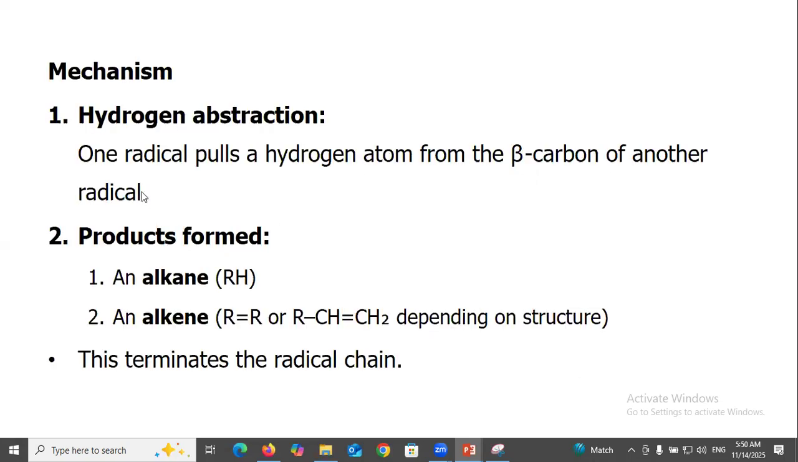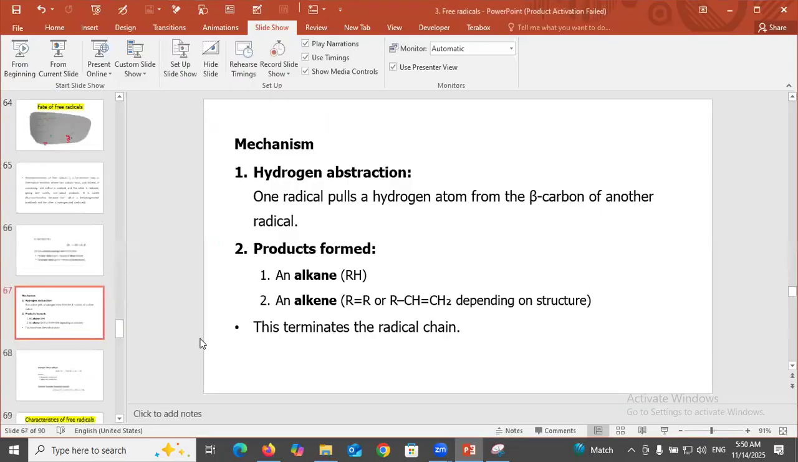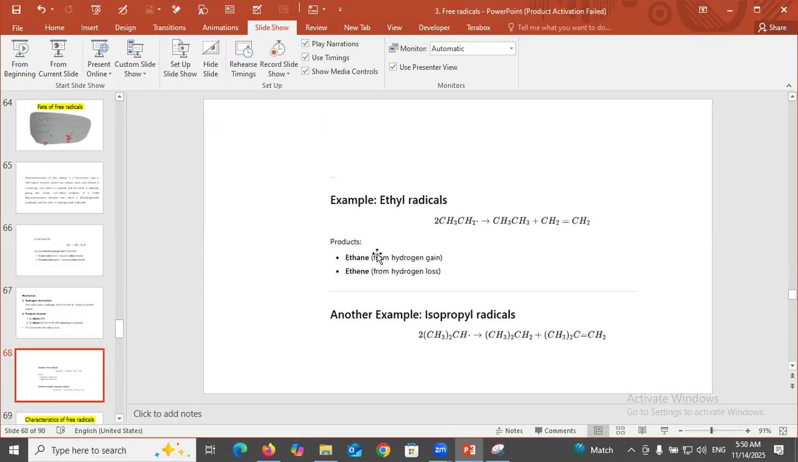Mechanism, hydrogen abstraction: one radical pulls a hydrogen atom from the beta carbon of another radical, and the products formed are an alkane and an alkene, terminating the radicals. For example, ethyl radicals. This is the ethane and the ethene. Ethane from hydrogen gain, ethene from hydrogen loss. Another example.